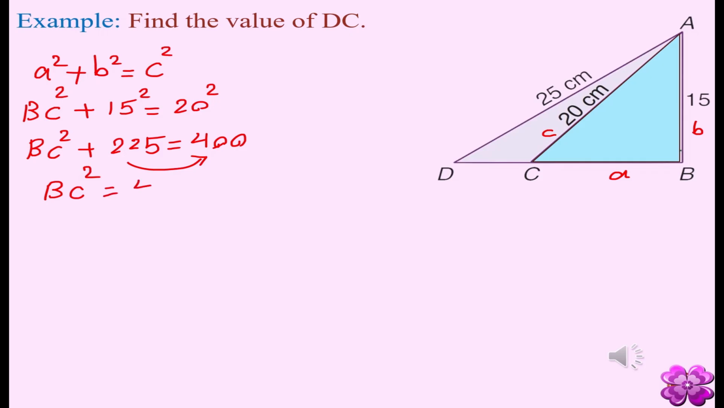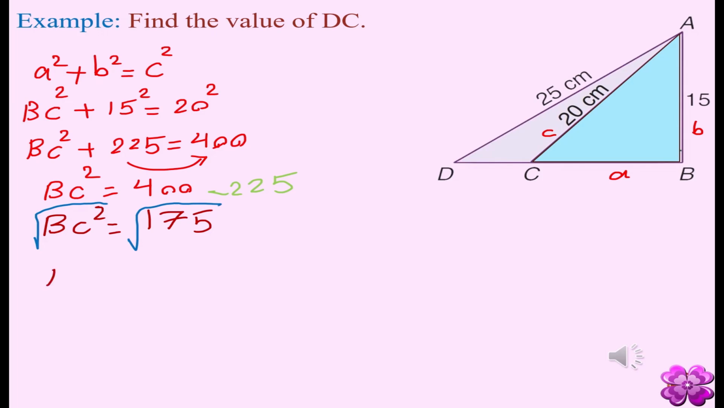BC squared would be 400 minus 225. Yes? Okay. Then, if I subtract, take away that, I would get 175. Now we are going to take a root from both sides, a square root and a square root. So then I'll get BC equal, if you use your calculator, almost 13.25, and the unit is centimeters. Keep this one, we will come back to that.